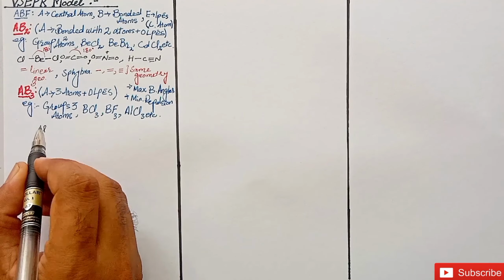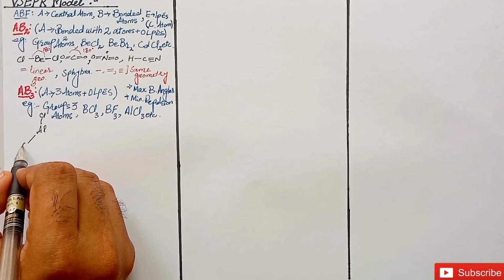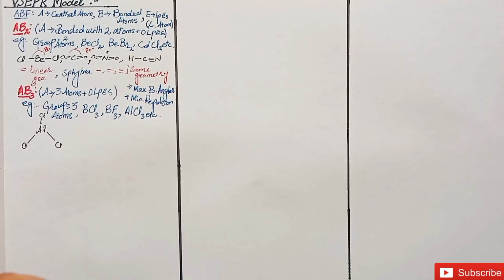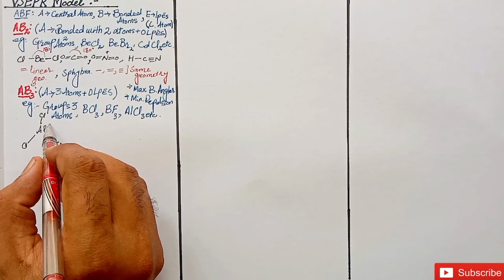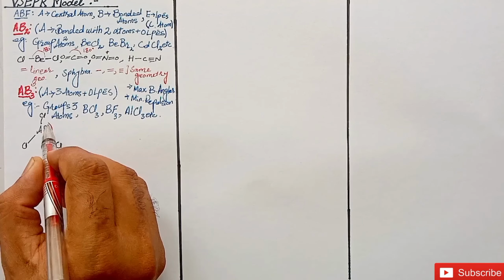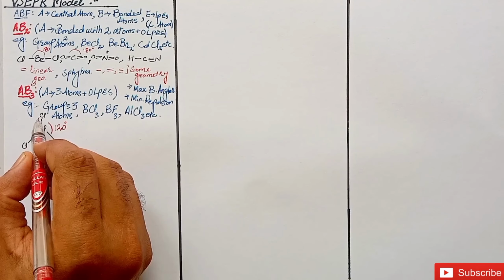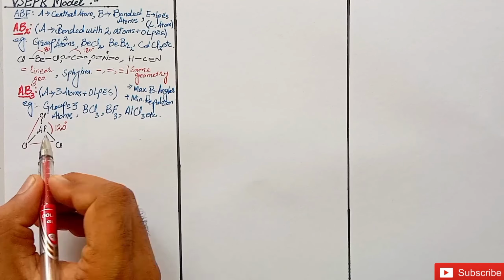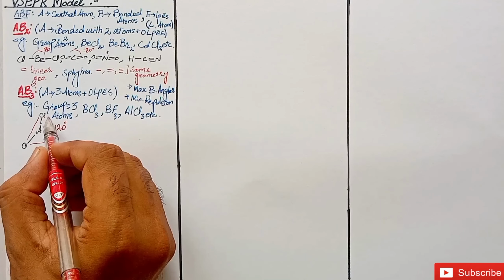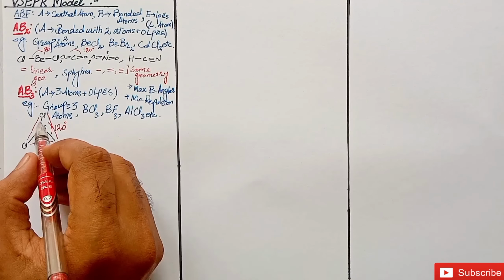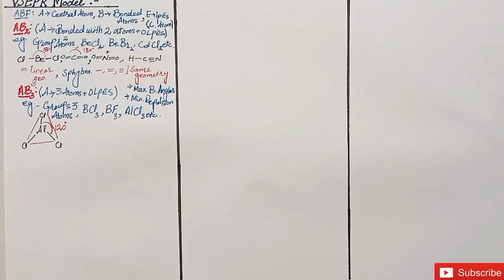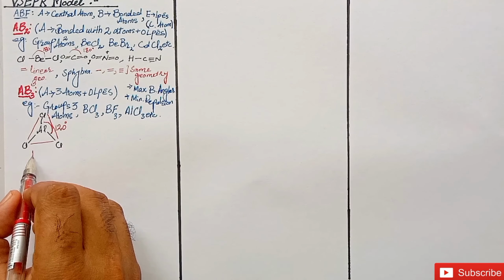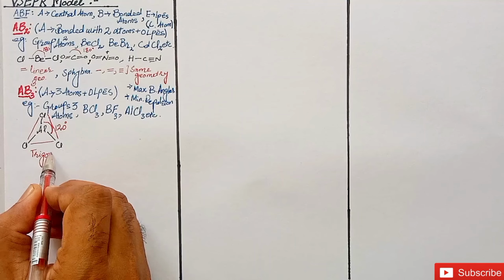This is the geometry of aluminum trichloride. Here aluminum is the central atom which is bonded with 3 other atoms, having 0 lone pair electrons. Here the bond angles are 120 degrees and the geometry of this molecule is trigonal planar. This is a flat or planar molecule.